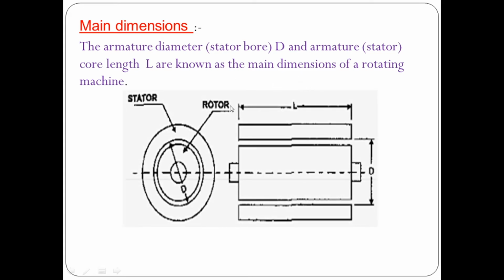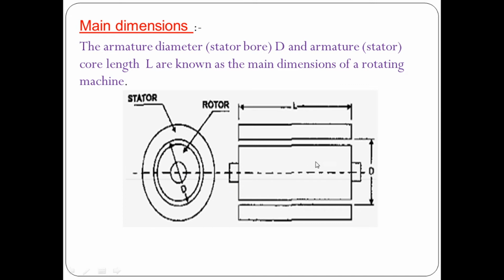If you see the front view of the induction motor, this is capital D, which is called the stator bore diameter or armature diameter. The outermost part consists of the stator. Correct. From this inner part to this end, that is capital D, is the rotor, the inner circle, and the outer circle consists of the stator. So it is called the stator bore diameter, that is capital D.